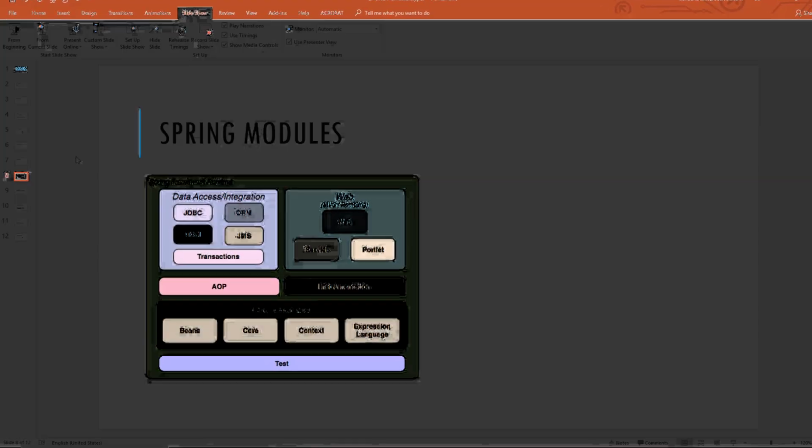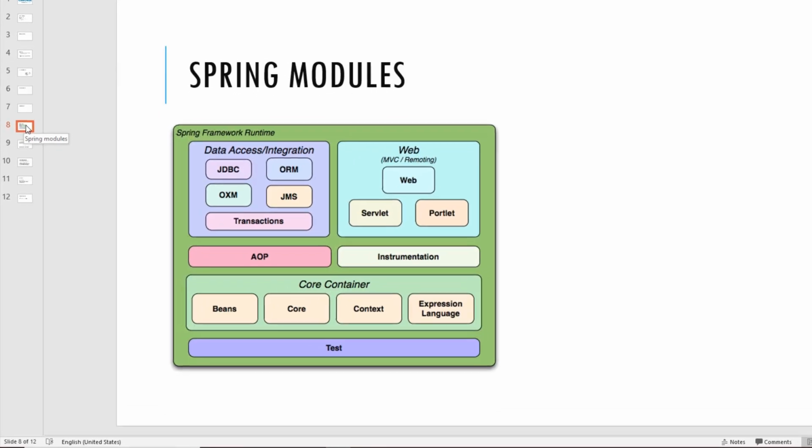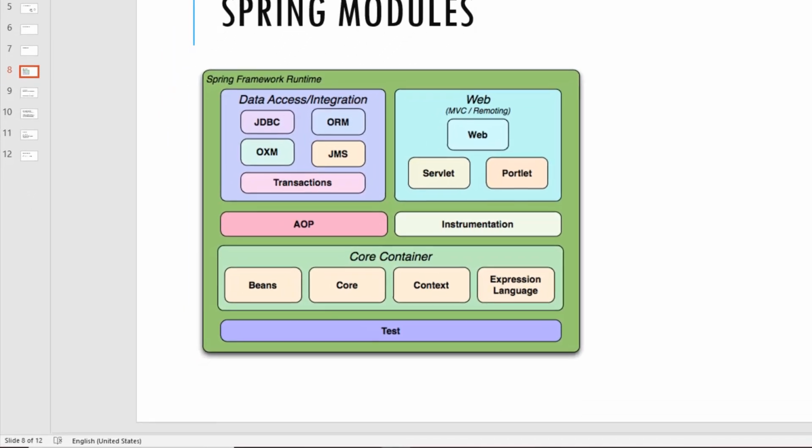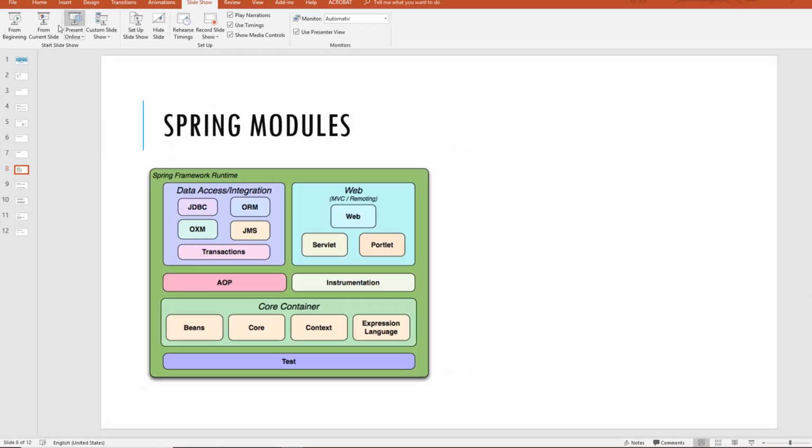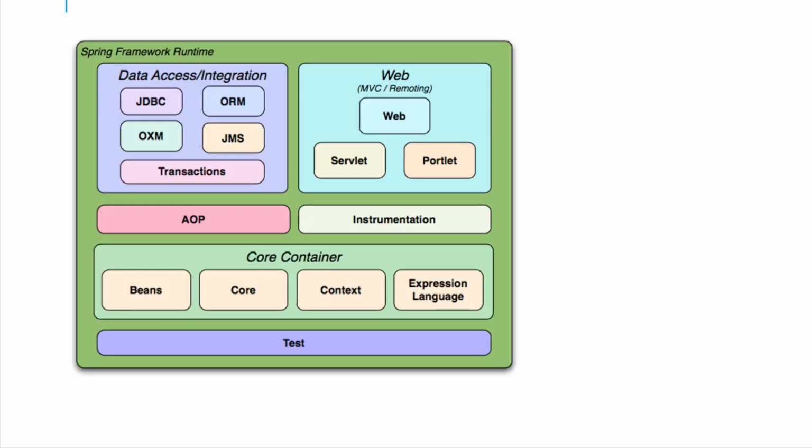So before moving to our first program of Hello World, let's discuss a few theory points about the Spring modules. So let me start the slideshow. As I told you in the previous video, the Spring framework is like a skeleton. This is the Spring framework and it contains multiple modules. The first module, if you can see here, is the test module. The second is the core container module. The third is AOP, fourth is instrumentation, fifth is web, and sixth is data access integration. All of these are independent functionalities.